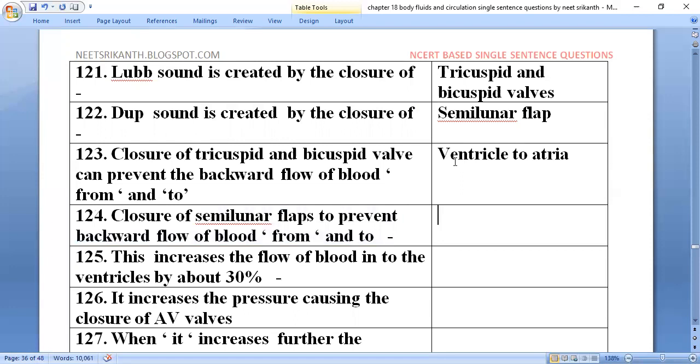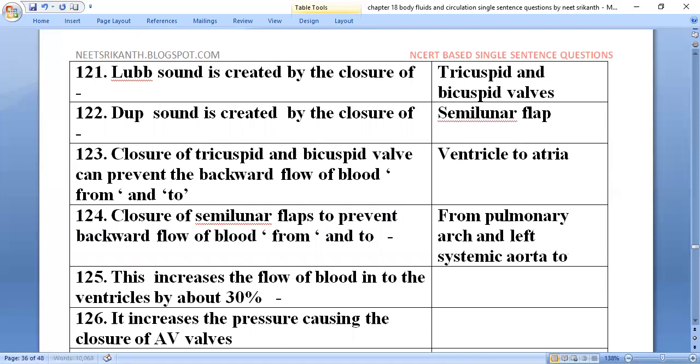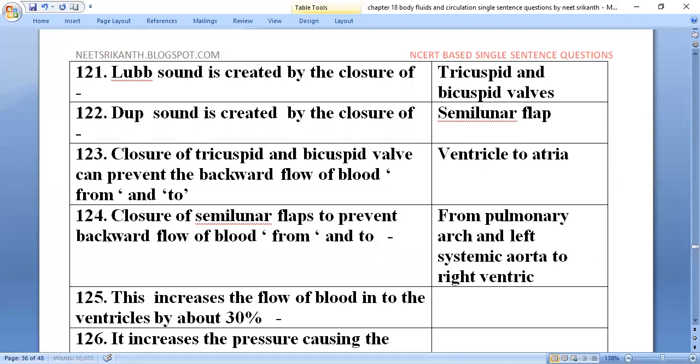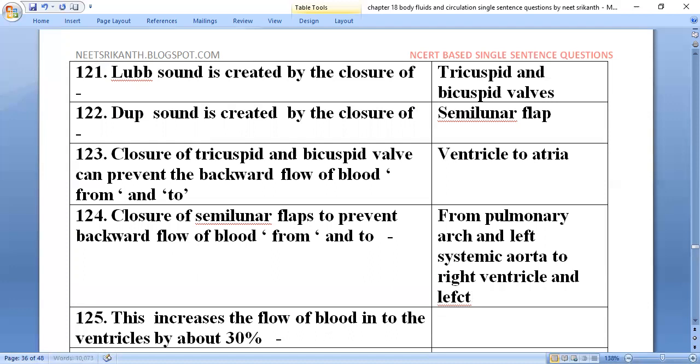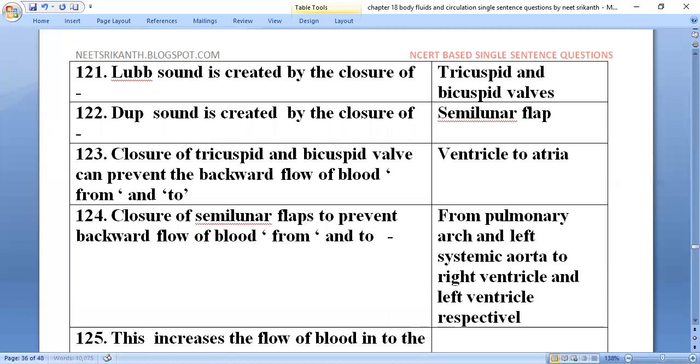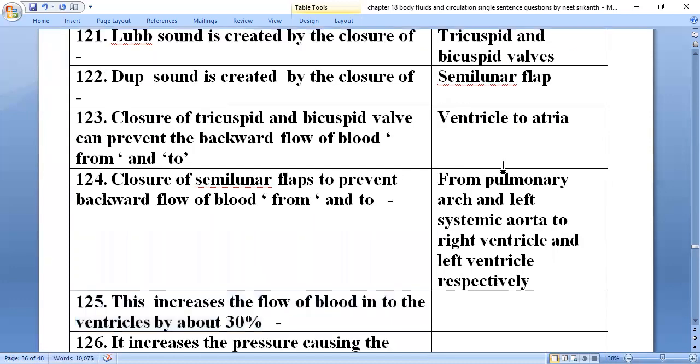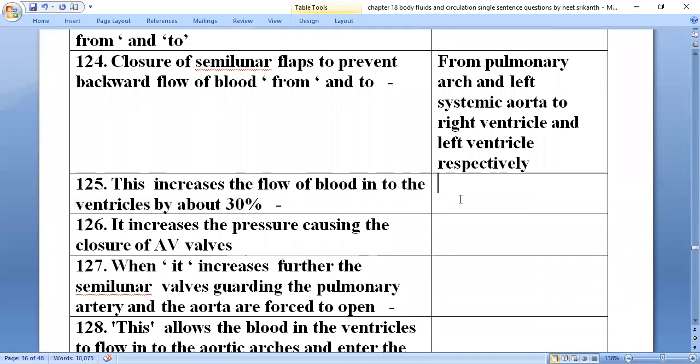Closure of semilunar valves prevents backward flow of blood. Dub sound comes, and they prevent backflow from the pulmonary arch and left systemic aorta to the right ventricle and left ventricle respectively. This increases the flow of blood into the ventricles by about 30%.